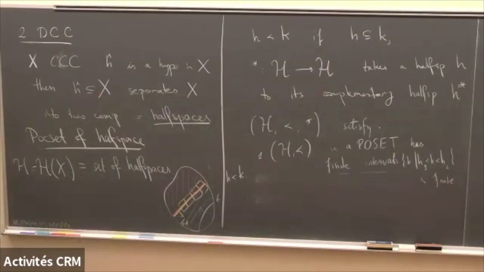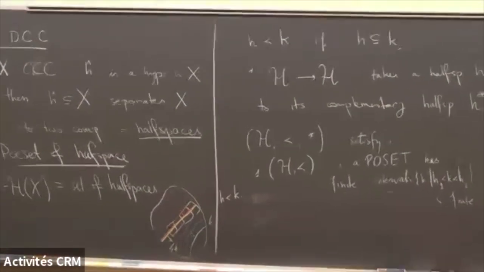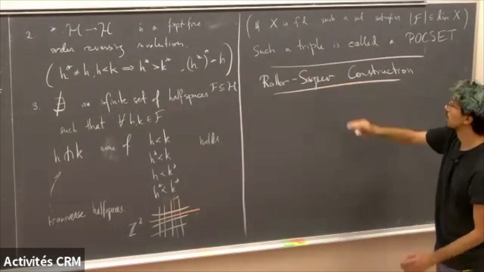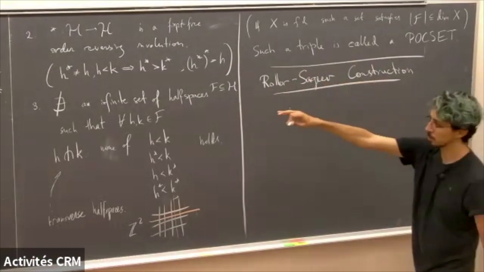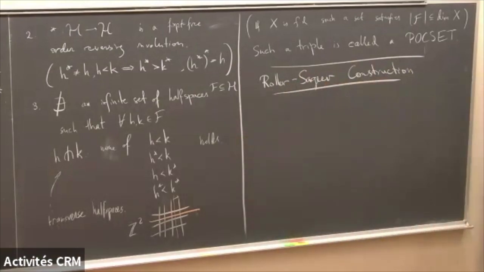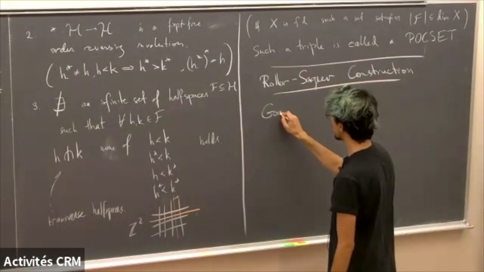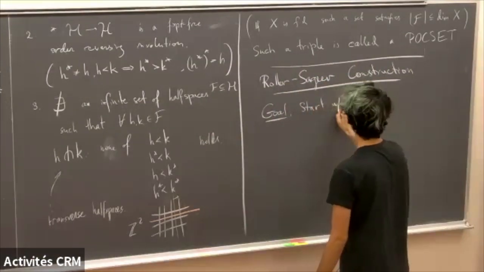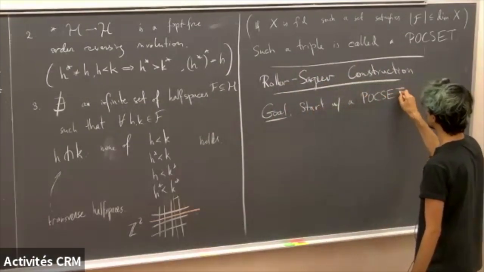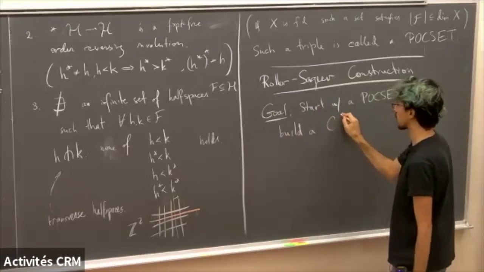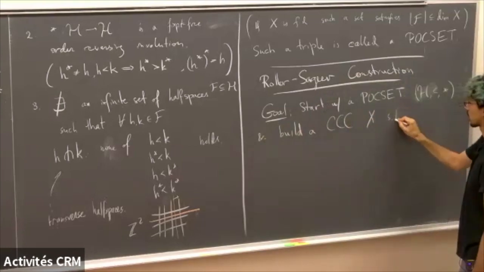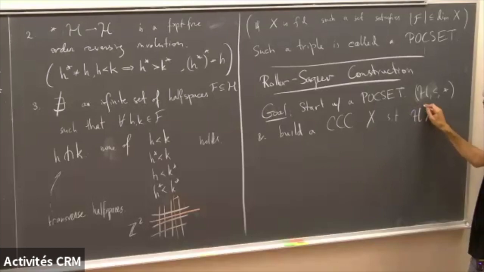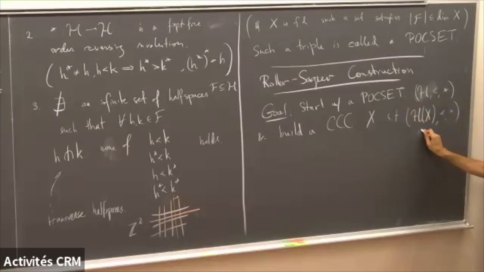So this is called the Roller-Sageev construction. This is really something that Michah did in his thesis, but this is an interpretation slightly more general than what Michah did, due to Roller. And the goal here will be to start with a POC set and then build a CAT(0) cube complex such that the half spaces of X with the inclusion and complementation will be isomorphic. So really, this holds all the information one has about a CAT(0) cube complex.